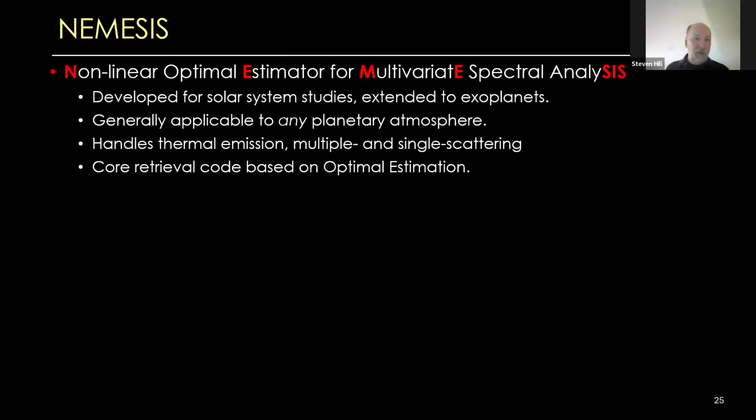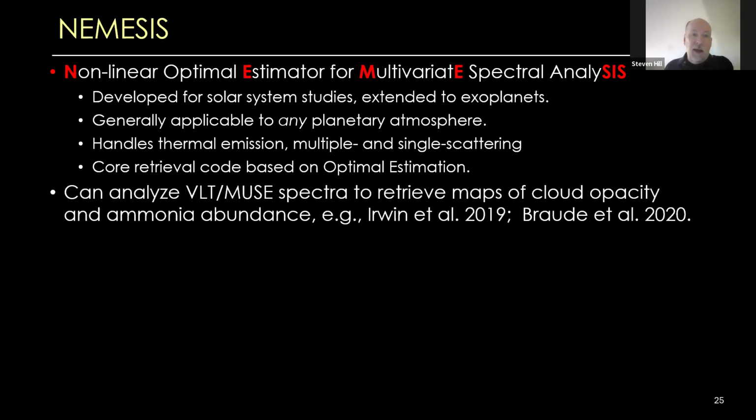Another tool that Pat developed is Nemesis, the nonlinear optimal estimator for multivariate spectral analysis. It was developed for solar system studies and extended to exoplanets. It's basically a retrieval code for atmospheric composition and vertical structure. Generally applicable to any planetary atmosphere, it handles thermal emission as well as multiple and single scattering, and the core retrieval code is based on optimal estimation. It can analyze VLT MUSE spectra to retrieve maps of cloud opacity as well as ammonia abundance, and this has been done by, for example, Irwin et al., Braude et al. So it's been around and it's been used.